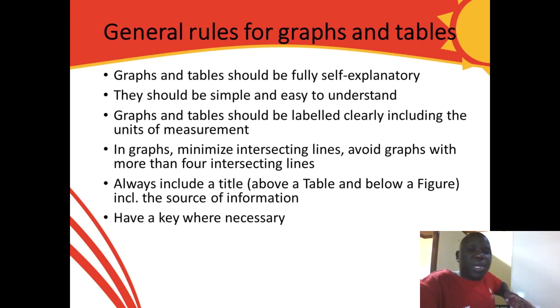Graphs and tables should be clearly labeled, including the units of measurement. I normally say when you take a graph out of the main text, or you throw a graph or a table, someone picks it up, the person must be able to interpret what the graph is showing without necessarily having to look at the source document. In graphs, minimize intersecting lines. Avoid graphs with more than 4 intersecting lines, because it will make it very difficult for a reader to interpret and appreciate what that graph is showing.